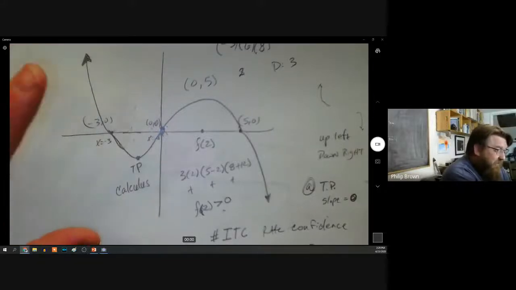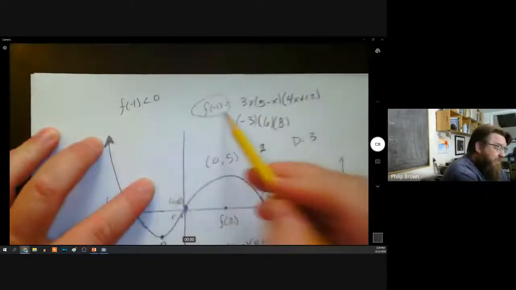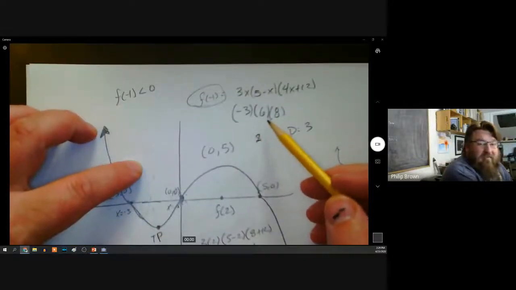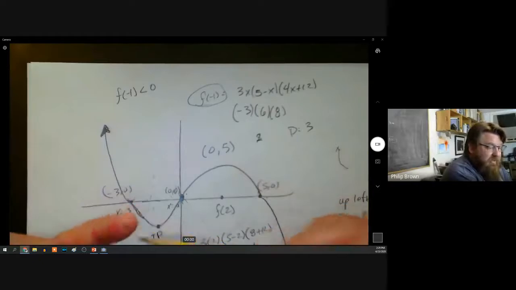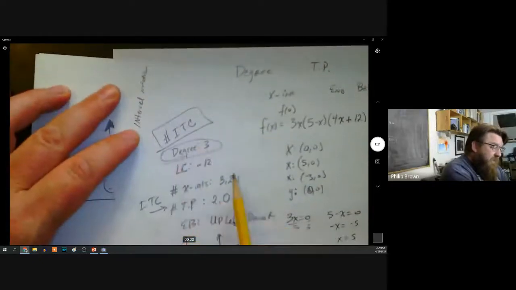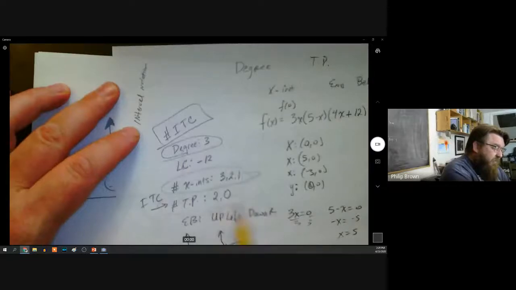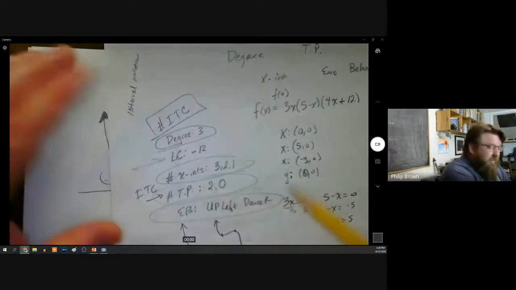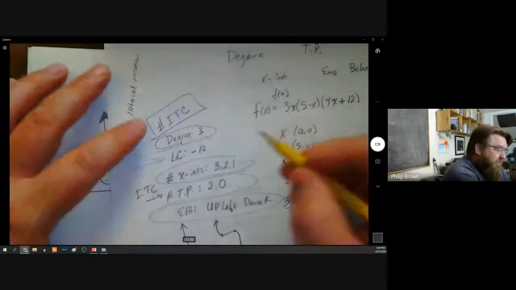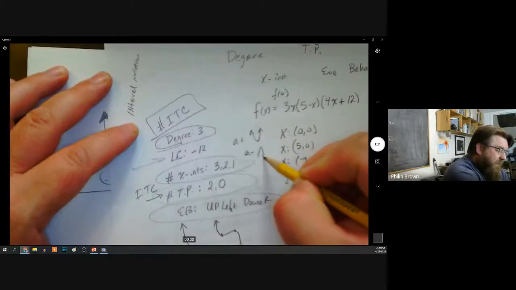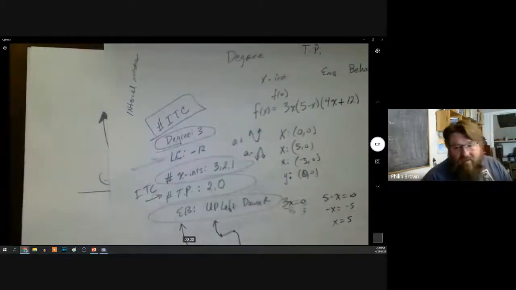Technique-wise, the only thing that's new is this part where you're looking for the sign of the output. There's a lot of new stuff with degree. Degree is new, and the number of X-intercepts, number of turning points, and behaviors are all new. Leading coefficients are not new, because we did that with quadratic equations. If A was positive, it would look like this, and if A was negative, it would look like that, right? So that part's not new.